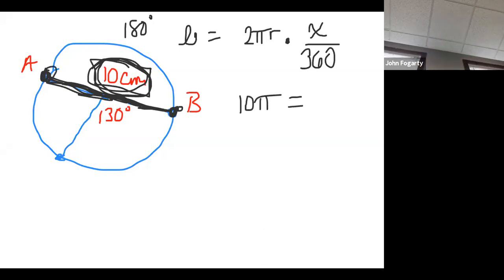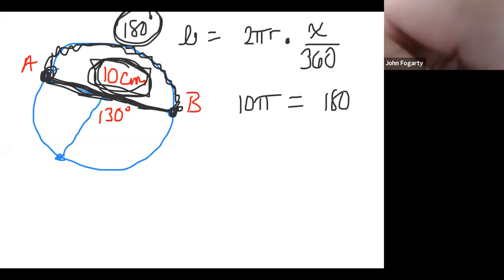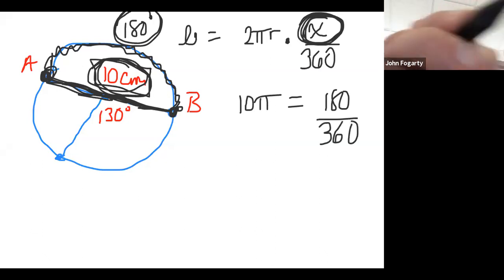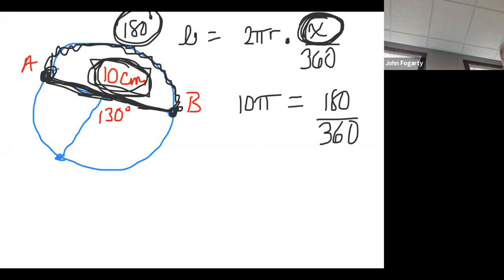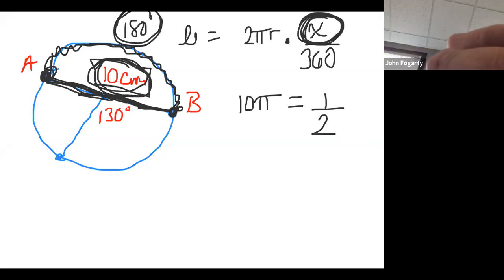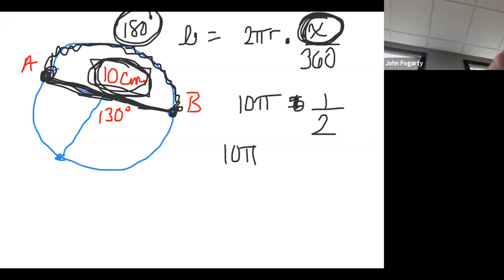If this is the arc I want to know the length of, I need to know its measure, and it's a semicircle, so it's 180 over 360. X is always the measure of the arc over 360. And now I just have to multiply. What am I going to change 180 over 360 to? 1/2. So what's that become when you multiply that? You got 10 pi over 2, and then that's what?